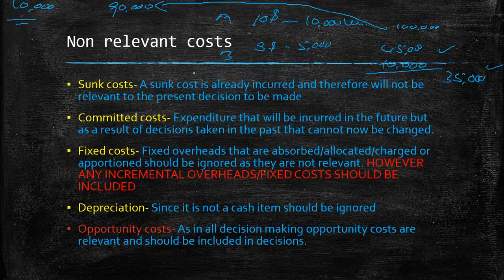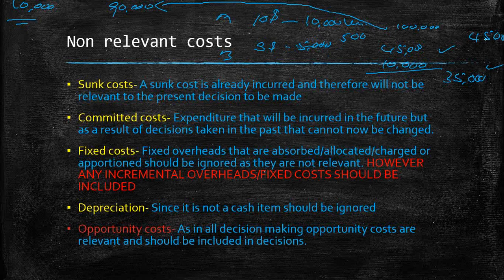But let's assume this man is only buying 500 units, not 5,000 units. So in that case, your gain is 9 into 500, only 4,500. Correct? He's going to buy only 500 units, not 5,000 units. So 9 into 500, 4,500.